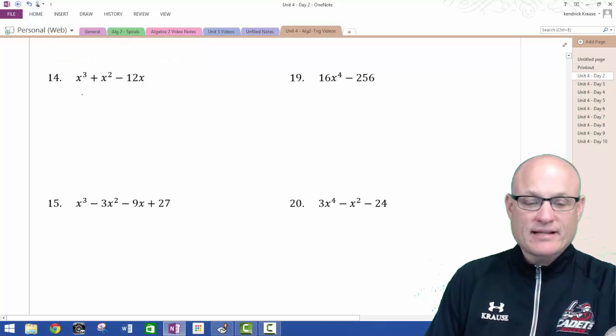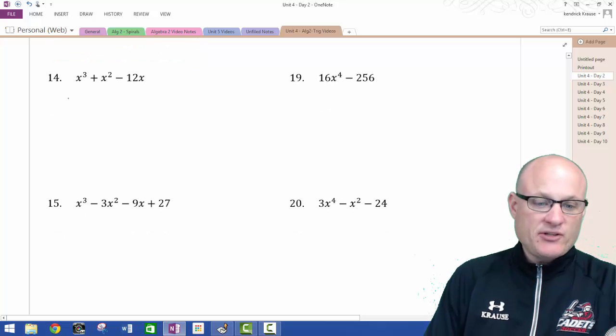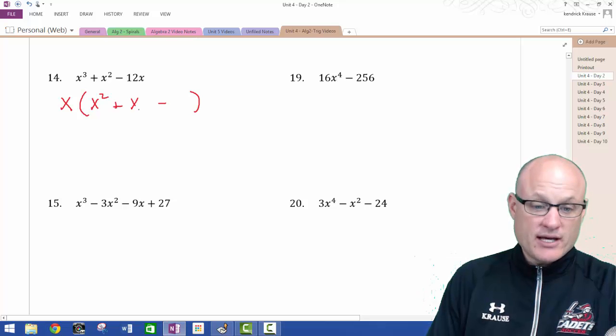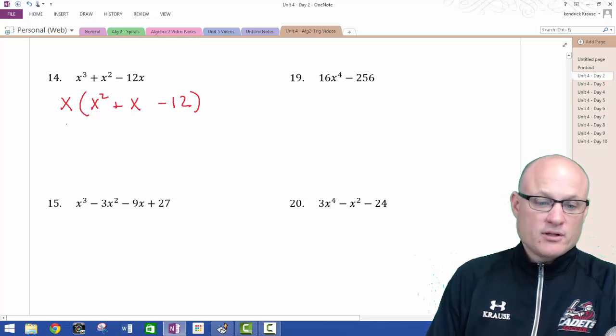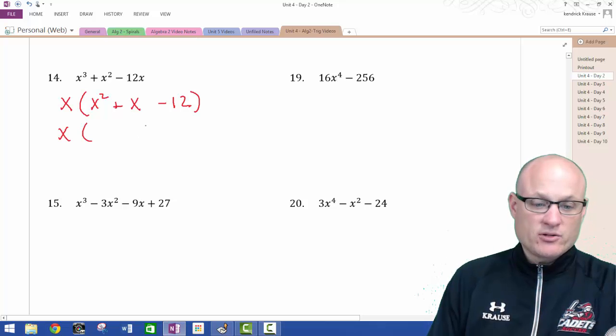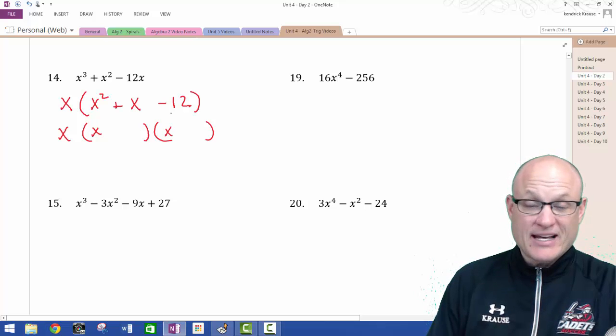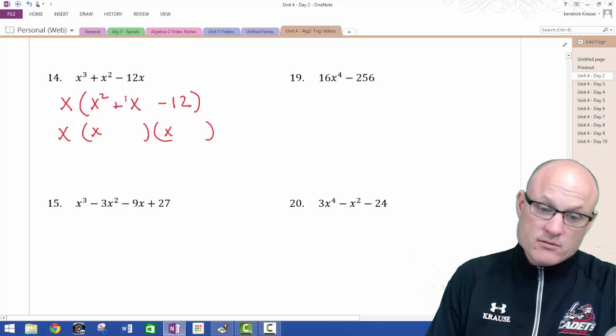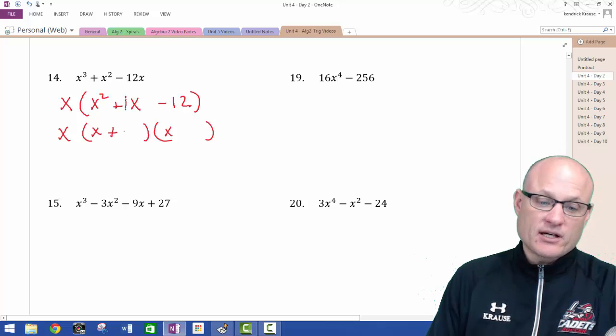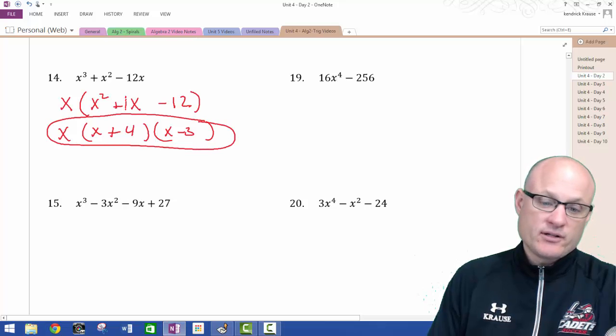Wow, this is like the math problems that never end. GCF, x. I'm going to put down a plus, I'm going to put down a minus, and I'm left with x squared plus x minus 12. All right, since the end term is negative, I know my signs, one of them has to be positive, one of them has to be negative, and they have to add up to 1. Well, that's easy. X plus 4, x minus 3, finished. I love problems like that.